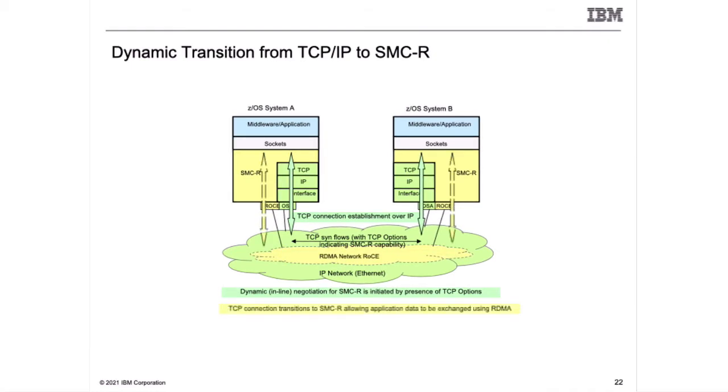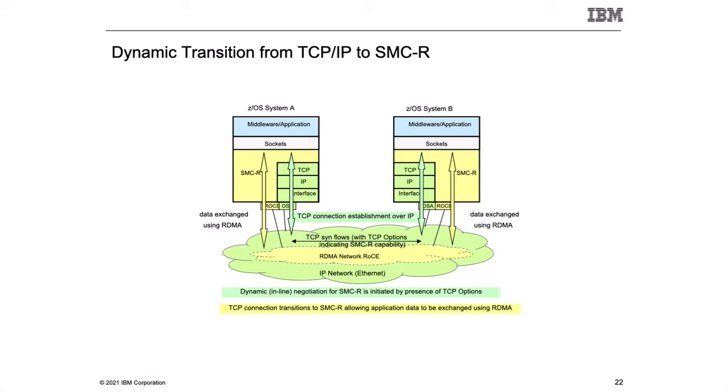When one peer that supports SMC-R detects that a remote TCP/IP connection partner also supports shared memory communications, the connection is transparently and dynamically switched to use SMC-R protocols. That means all reading and writing of data occur using RDMA operations. The beauty of this technology is that the applications are unaware of the use of shared memory for their communications.